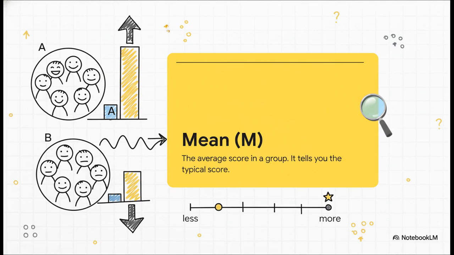The most common place to start is the mean, which is just the average. If Group A has a mean happiness score of 7.2 and Group B has a mean of 5.8, then you know that, on average, the people in Group A were happier. It's really as simple as that.